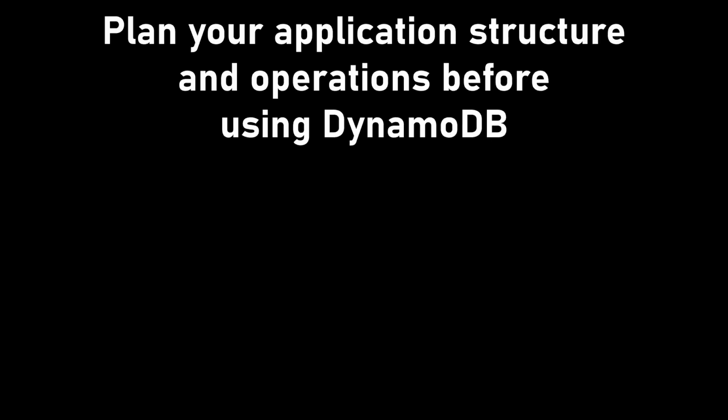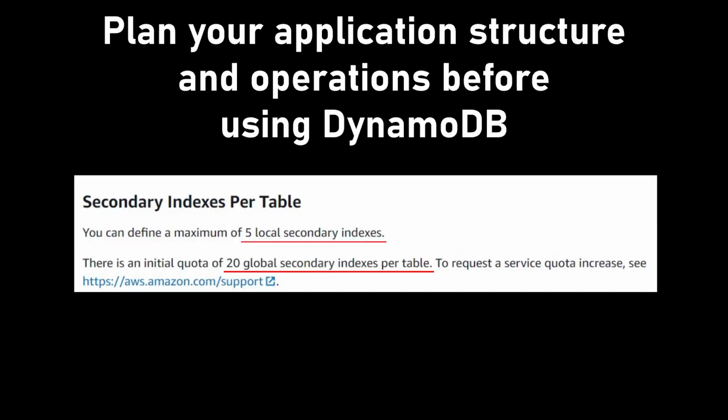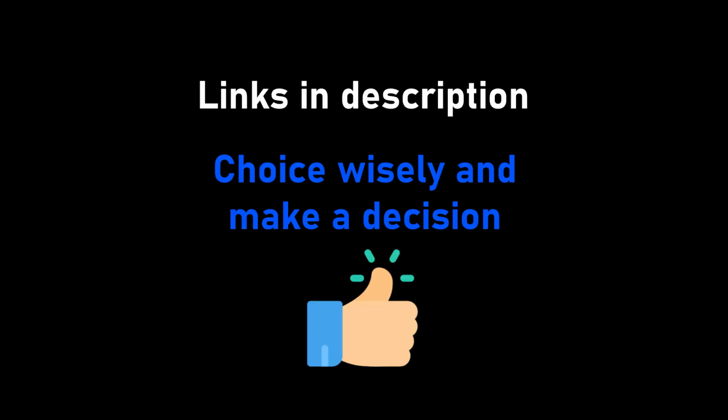So lastly, I would like to conclude that you should plan your application before you make the database structure in DynamoDB, as each table in DynamoDB can have up to 20 global secondary indexes and 5 local secondary indexes. Hence, each time you need to query by condition or sort for a specific field, you would be utilizing these indexes. I will be sharing all the links to the issues I mentioned, so choose wisely and make a decision.